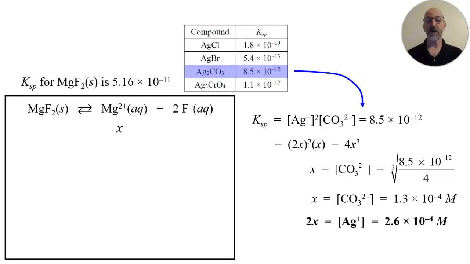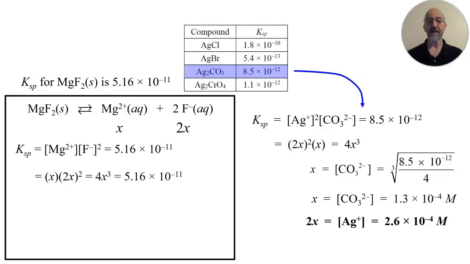So x could represent the concentration of magnesium, 2x could represent the concentration of fluoride, and again, let's assume that we dissolved the magnesium fluoride into pure water and not a solution that contains a common ion. So what would the concentration of magnesium be if we prepared a saturated solution by dissolving magnesium fluoride in pure water? It would be x times the quantity 2x squared. So there's that 4x cubed again.